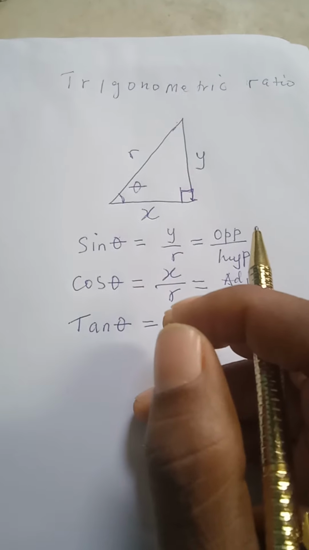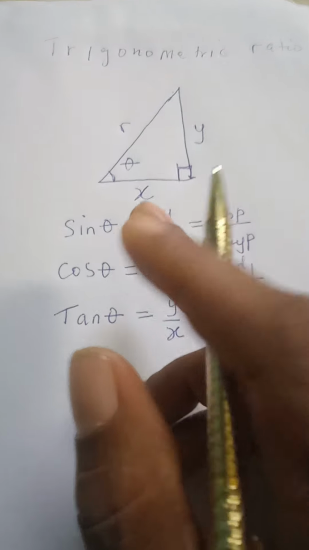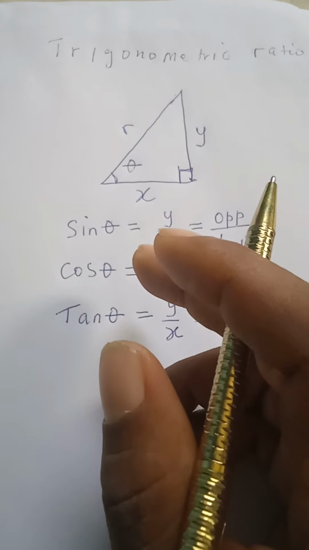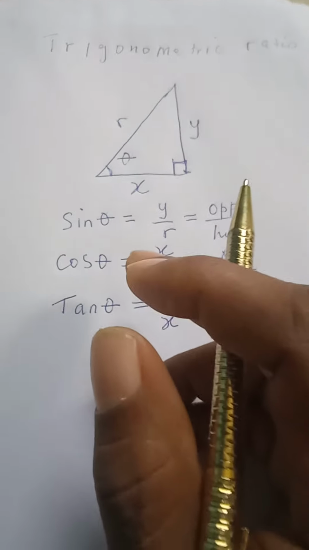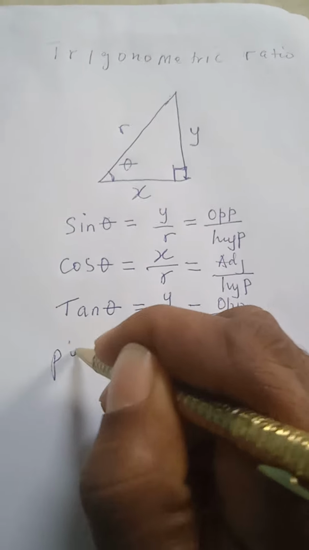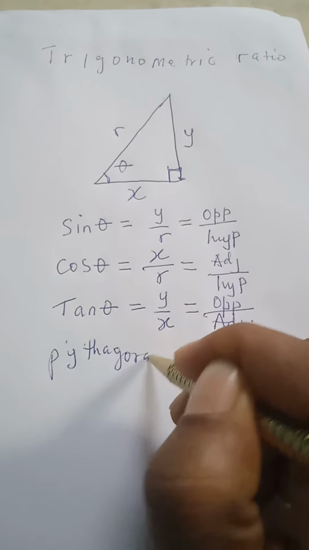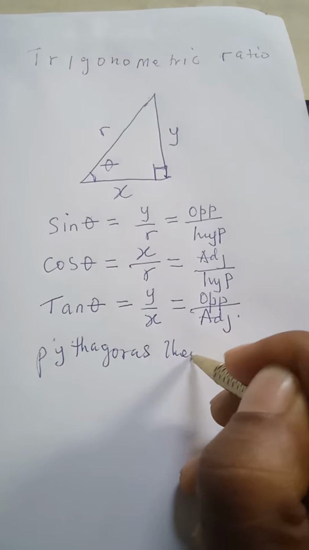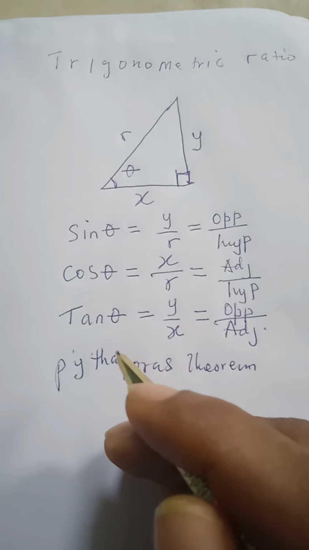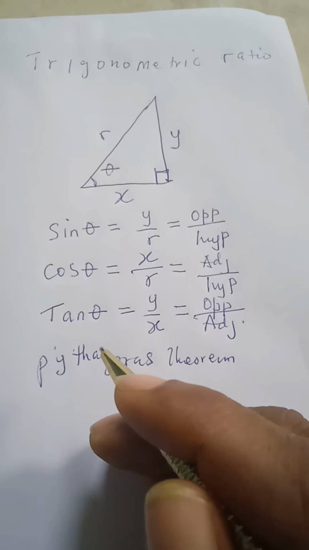The sine, cosine, tangents of angles are used to calculate the angles and the sides of a right angle triangle. And one of the theorems of triangles that also helps in the workings of the right angle triangle is the Pythagoras theorem. The Pythagoras theorem says that the square of the hypotenuse is equal to the sum of the squares of the opposite and the adjacent.